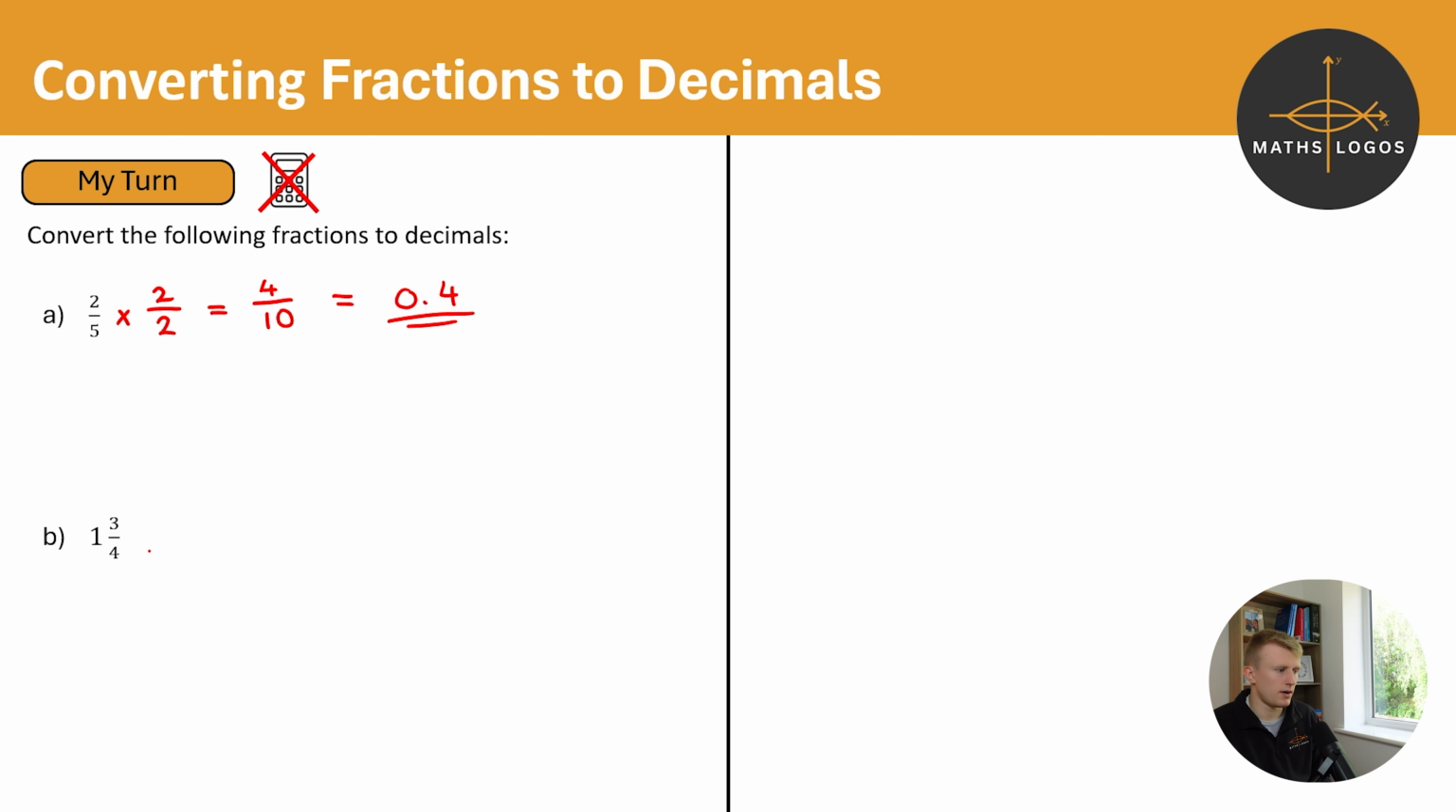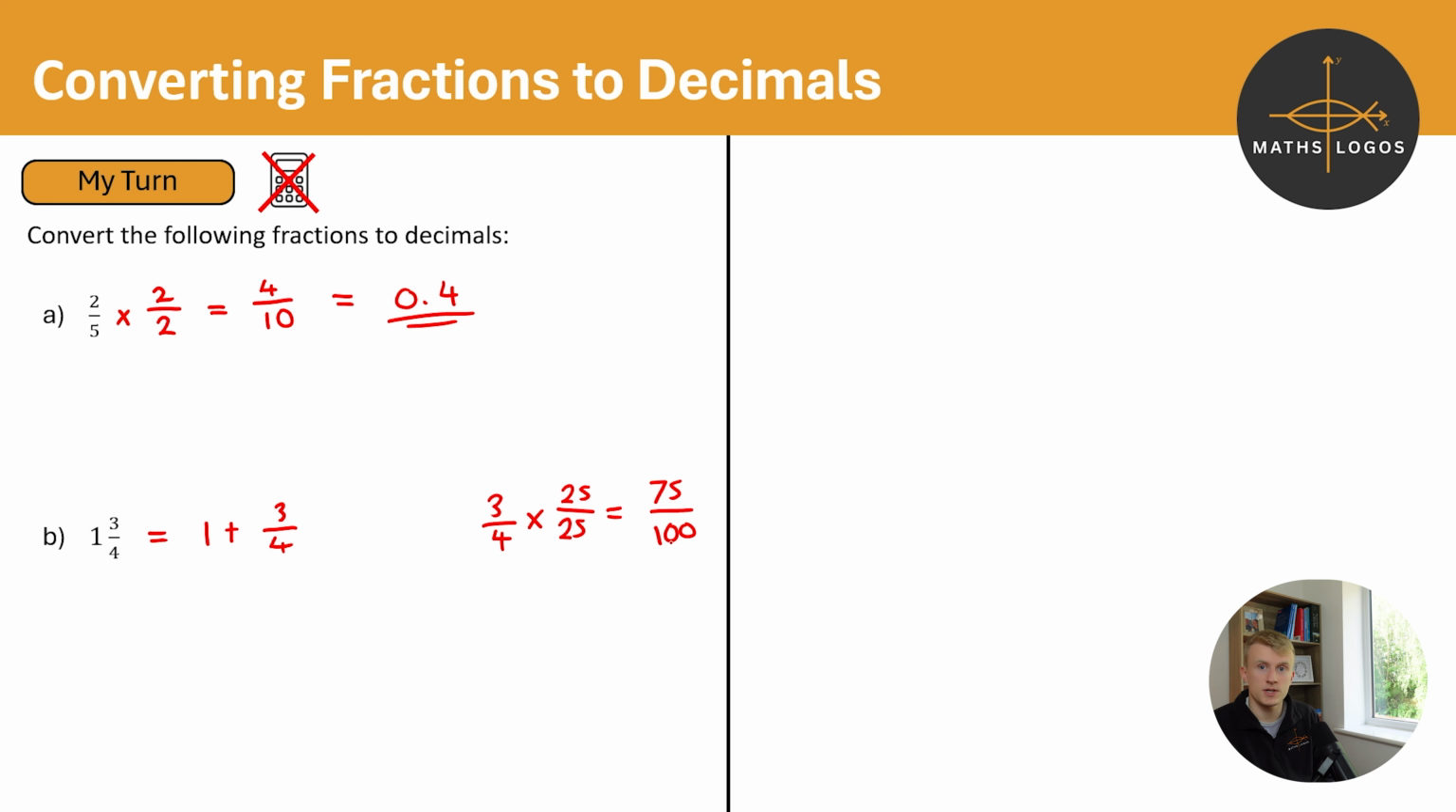Our next example, we have 1 and 3/4. So this would be equal to 1 add 3/4. And I'm going to look at this 3/4 part off to the side. I want to turn 3/4 into a decimal fraction. And if I multiply 4 by 25, that would take me to 100. And of course, I need to multiply my numerator by 25 as well. 3 multiplied by 25, this is one of these facts that we need to know. That's 75. And 4 multiplied by 25 is 100.